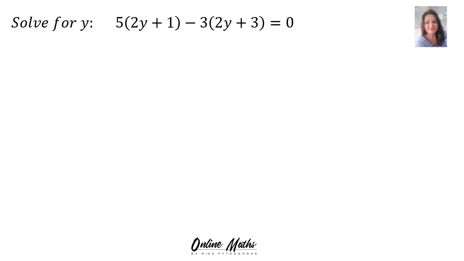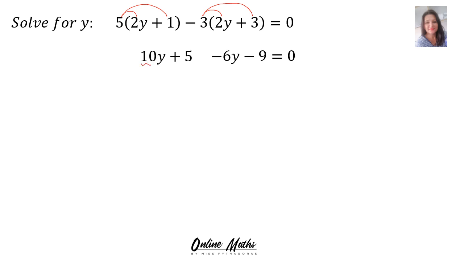Solve for y. And again, I want to get rid of the brackets first. Therefore, I will say 5 times 2y and 5 times 1. It becomes 10y plus 5. And then I want to get rid of the bracket here. So I will say negative 3 times 2y and negative 3 times 3. And that one is negative 6y minus 9 is equal to 0.